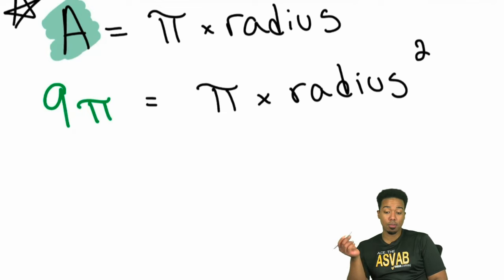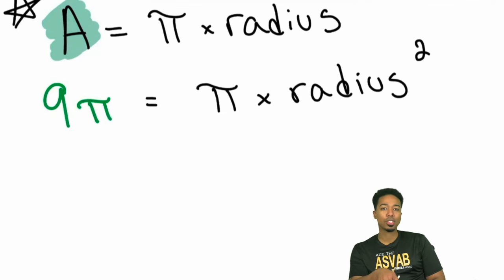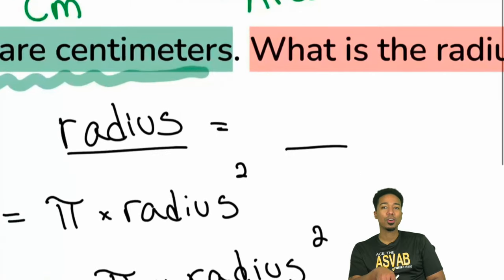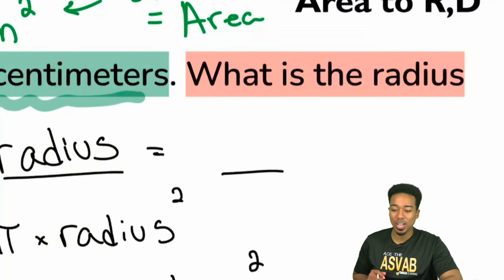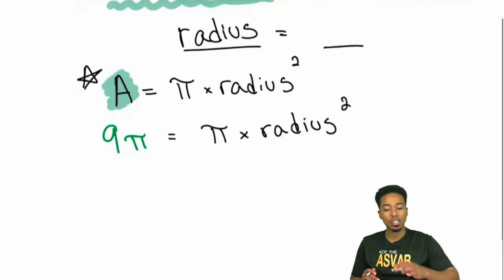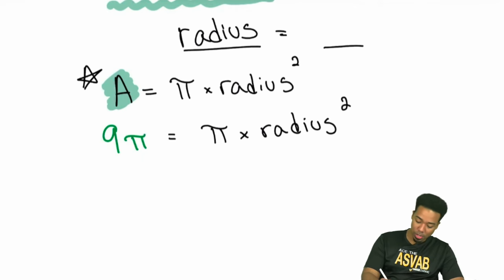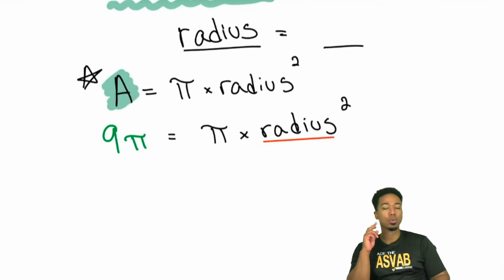Well, the area is already by itself. The 9 pi is already by itself. What is it that we're solving for, everybody? What is the problem telling us to solve for? Yeah, what is the radius? We want to know what the radius is. So we need to understand this as an equation. Let me go ahead and just underline this right here. We're looking for the radius.